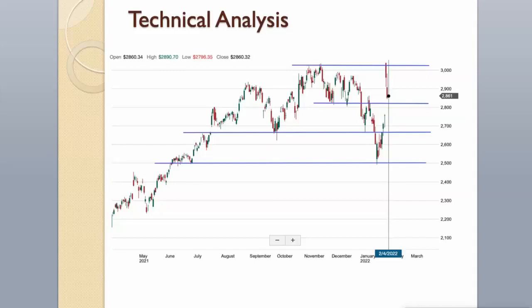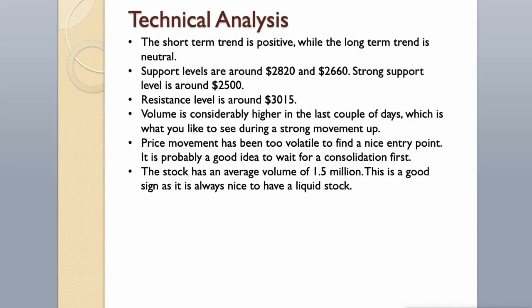Volume is considerably higher in the last couple of days, which is what you like to see during a strong movement up. Price movement has been too volatile to find a nice entry point. It is probably a good idea to wait for a consolidation first. The stock has an average volume of 1.5 million. This is a good sign, as it is always nice to have a liquid stock.